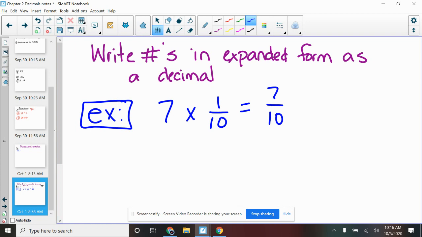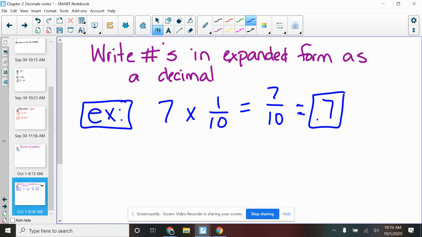But look at what the directions say. It says write as a decimal. So instead of writing it as 7 over 10, the directions are now telling me I have to put it as a decimal. What does 7/10 look like as a decimal, Cassidy? The 7 has to be in the 10th spot. 0.7, very good. This is what that looks like in standard form. That's how you write a number as a decimal that was in expanded form.